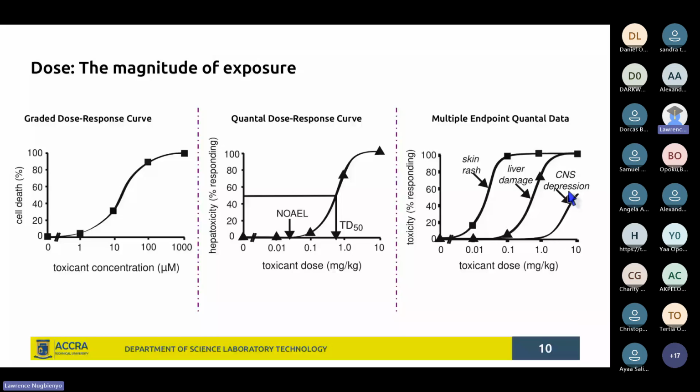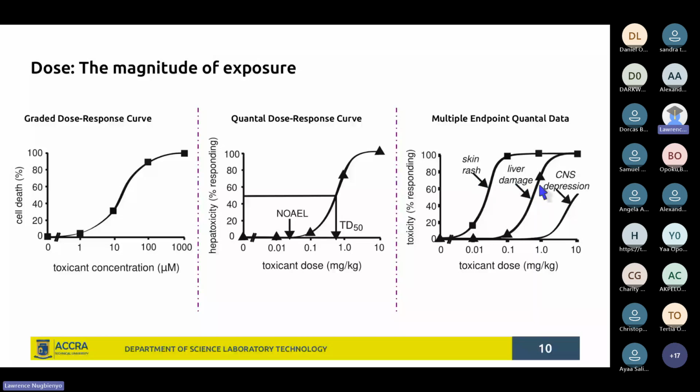So that is the same substance that, at different concentrations, will have different toxic effects. Of course, what it means is that if you have the substance at the highest of the concentrations, which can result in central nervous system depression, then all the other two conditions before it, like the liver damage and the skin rash, will occur.